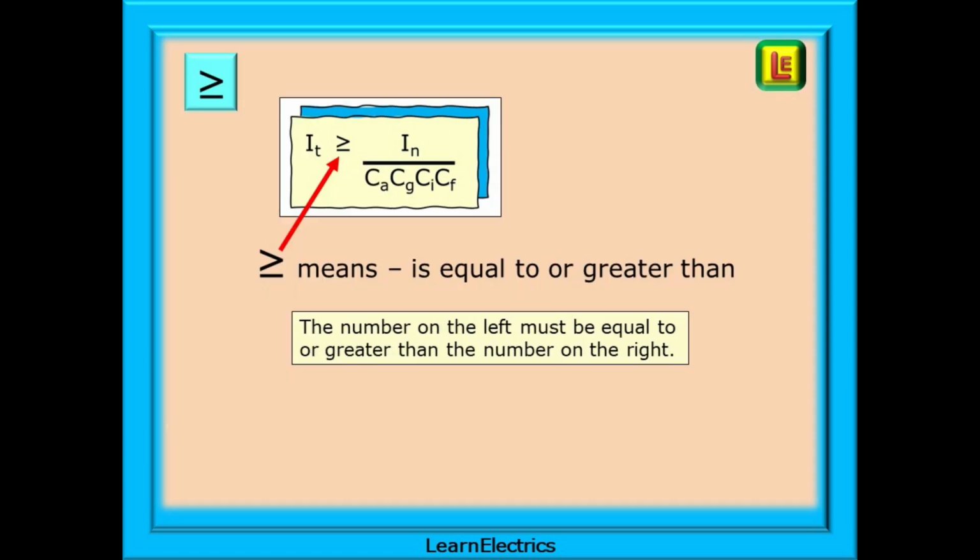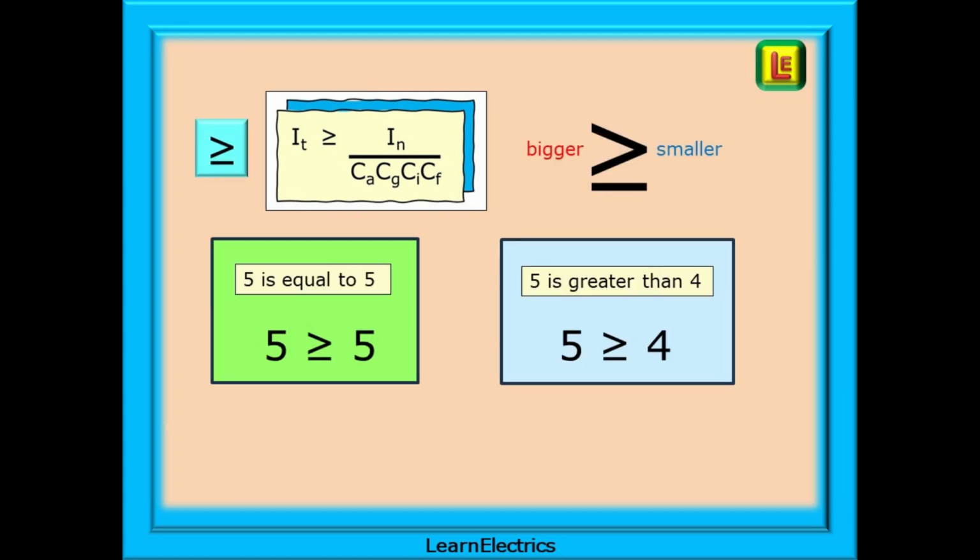This symbol means equal to or greater than. The number on the left of the symbol must be equal to or greater than the number on the right of it. Look at the symbol. The arrow-shaped lines have a bigger gap on the left, so the bigger number goes on the left. The smaller gap is on the right, the smaller number. And an equals sign, equal to or greater than. The two examples given here will show this in action. 5 is equal to 5, correct. Or we could have 5 is greater than 4, also correct. And more on this soon.